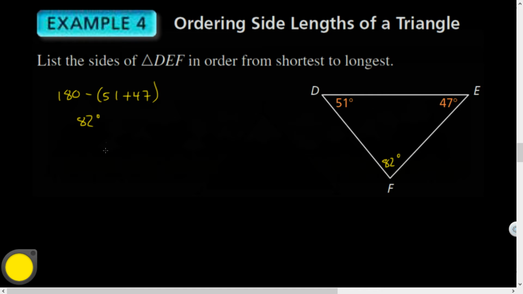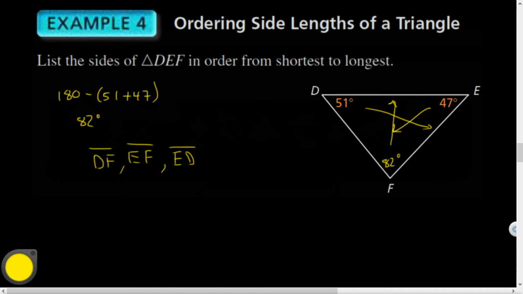So which is the shortest side? DF. It's opposite the 47. The middlest side, EF. And the longest side will be ED. We'll call him Ed. Right? So it's an easy enough theorem to apply.